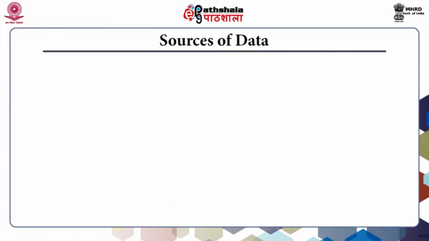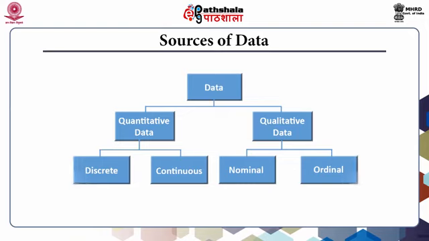Types of data. Data can be of two broad types, quantitative data and qualitative data. Quantitative data is again discrete and continuous, while qualitative data can be nominal and ordinal.